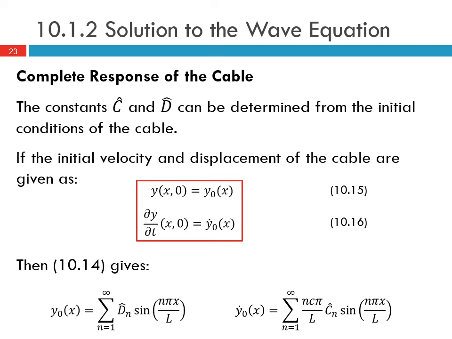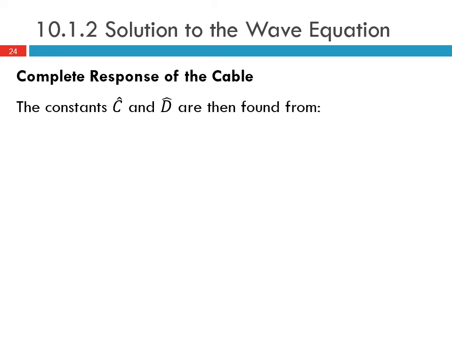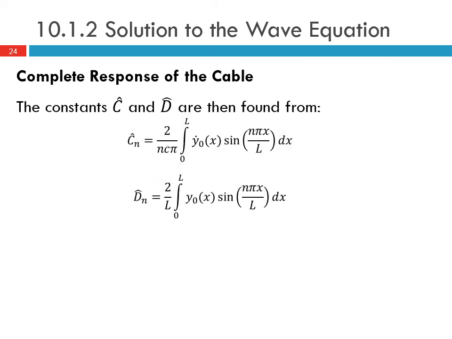So basically just plugging these back into the total response, which was equation 10.14, to get this first expression, and then taking the derivative of that 10.14 and plugging in our velocity initial condition would give us this expression here. So the constants c hat and d hat are then found from these equations. So c hat n is equal to 2 over nc pi times the integral from 0 to L of y dot 0 of x sine n pi x over L dx. And then the dn hat is given similarly there.